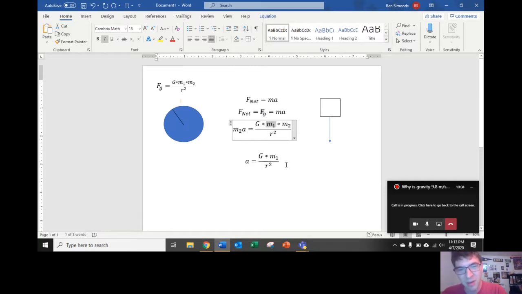The only mass that matters when it comes to acceleration in a gravitational field is the mass of the object creating the accelerating field. So in this case, the mass of planet Earth is what's causing this acceleration gravity field around the planet. And so that's why it's 9.8, because when we plug that in, let's go ahead and plug that in now.